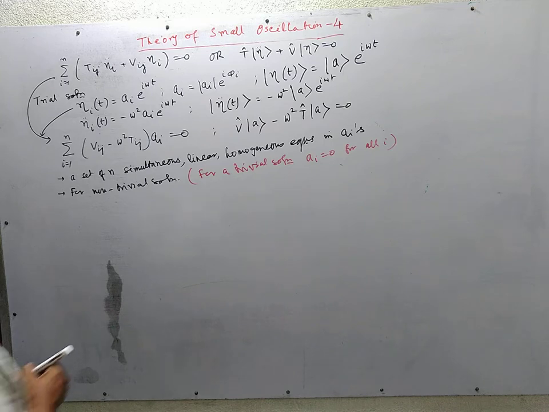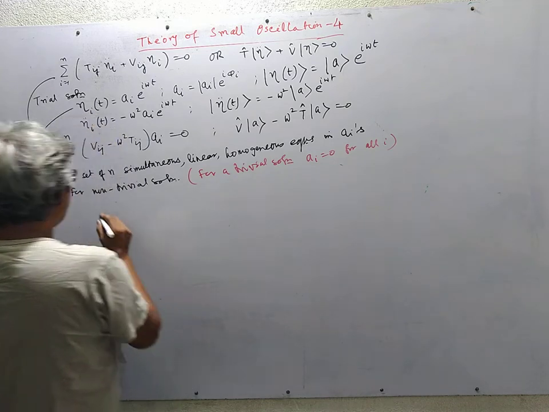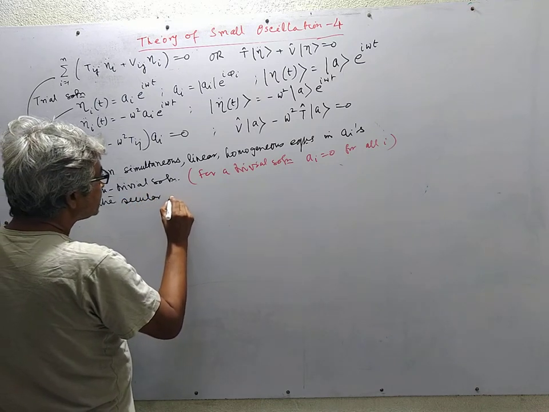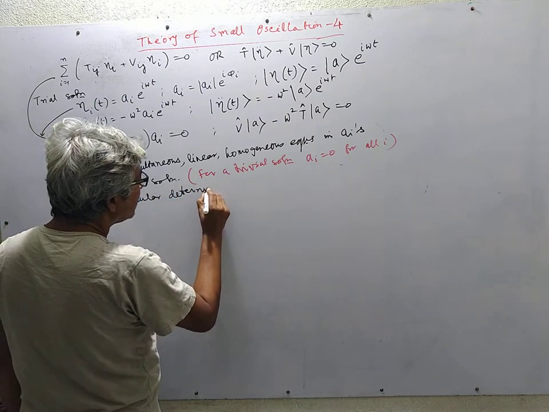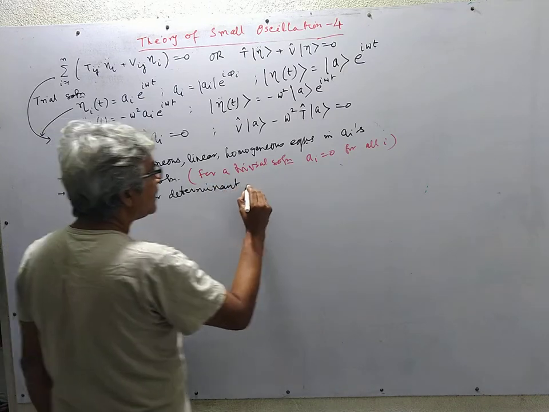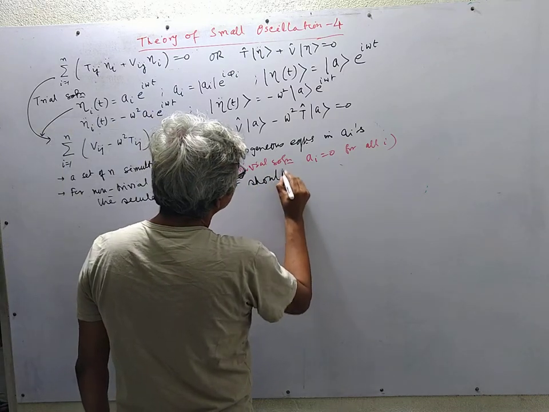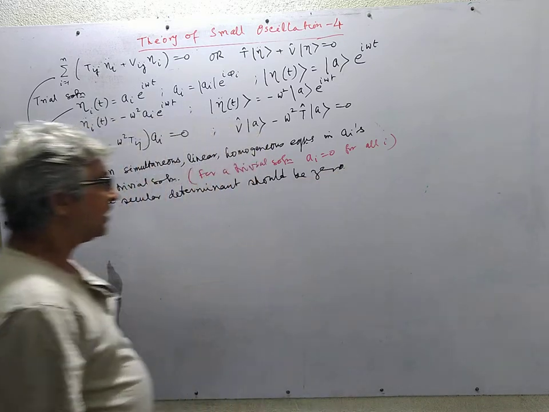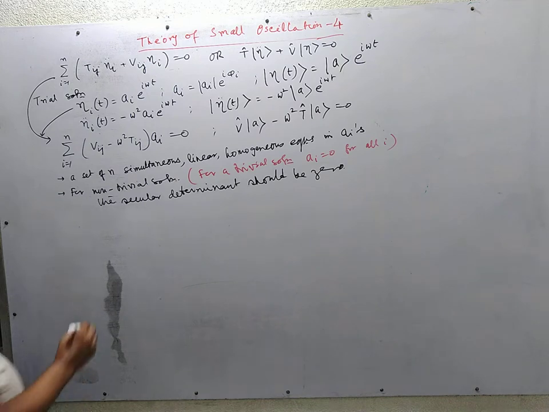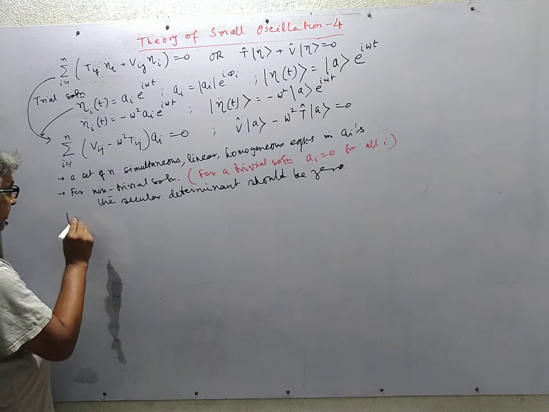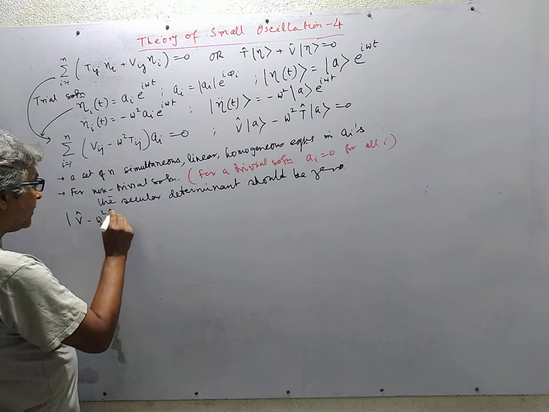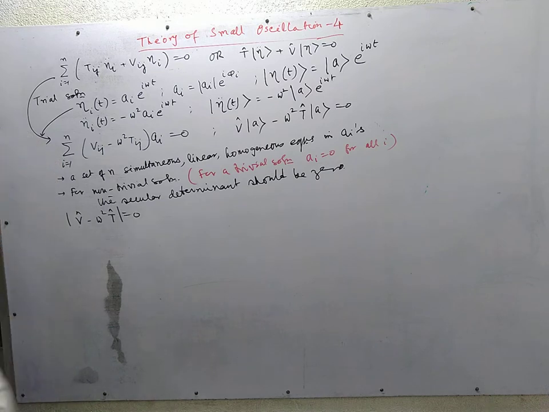So for a non-trivial solution, the secular determinant should be 0. That is to say that the determinant of V minus omega square T should be 0. This is known as the secular determinant.